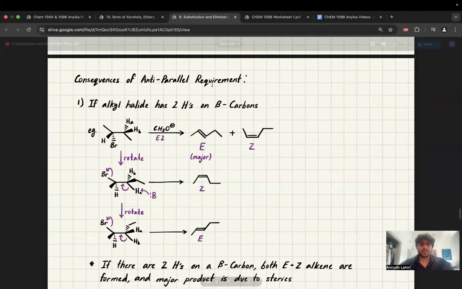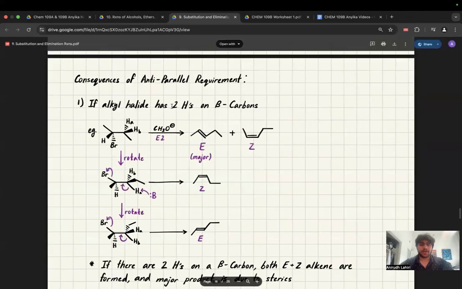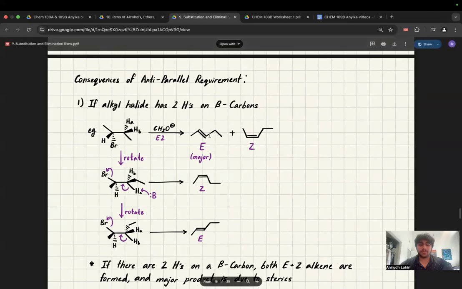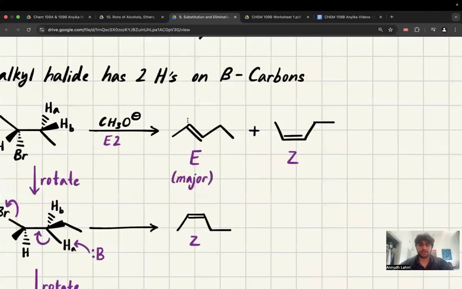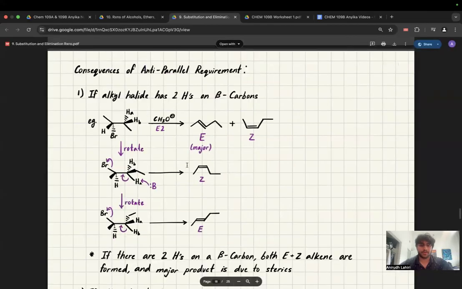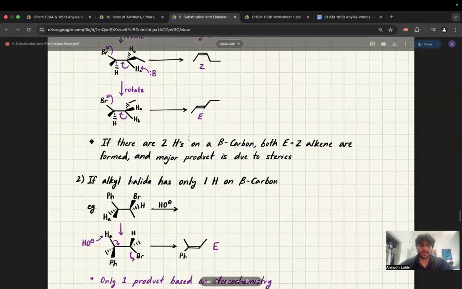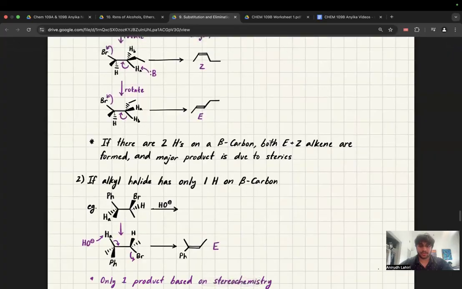Okay. Consequences of the anti-periplanar requirement. If the alkyl halide has two hydrogens on the beta carbon, we'll have E and Z. E will be more stable because we have a greater distance between the big stuff. Z will not be as favorable, but it'll still be formed. Okay. And sometimes to see the E and Z, we have to do rotations, because recall that single bonds have free rotation. If there are two hydrogens on the beta carbon, both the E and Z alkene are formed, and the major product is based on sterics, right?